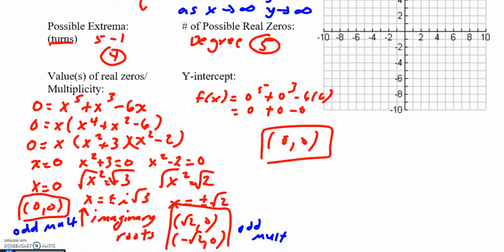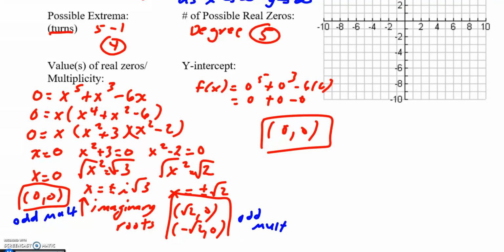The zeros, what I did to do that was I first set the function equal to 0. I then took a GCF out of x. I then noticed that I can continue to factor this piece because x to the 4th is really x squared times x squared. And the two numbers that multiply to be negative 6 that combine to be a 1 technically is a positive 3 and a negative 2. So this is what my factored form was.